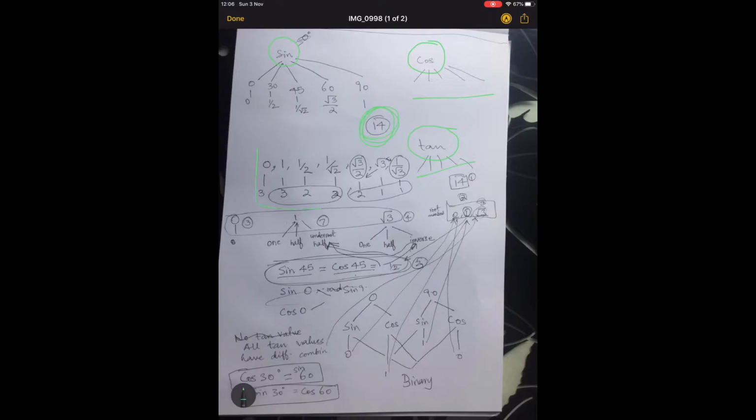Then this box is basically all the unique values of those 14 values, so the ones that weren't repeated over different values. So we had 0, 1, a half, 1 over under root 2, under root 3 over 2, under root 3, and 1 over under root 3. So then we counted the number of times there were those values. So there were 3 zeros, 3 ones, 2 halves, 2 1 over root 2, 2 root 3 over 2s, and then 1 root 3 and 1 over root 3.